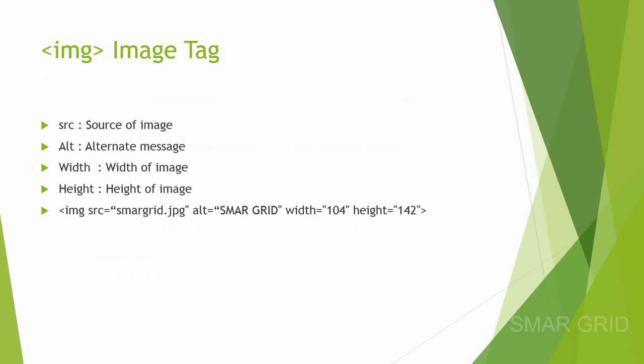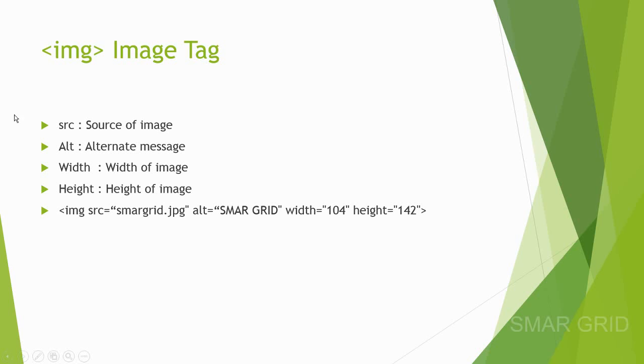Going forward, let's see about the image tag. This is the image tag, where you can place an image, a photo, in an HTML page. It has different attributes. This is the img tag, and it doesn't require an end tag.